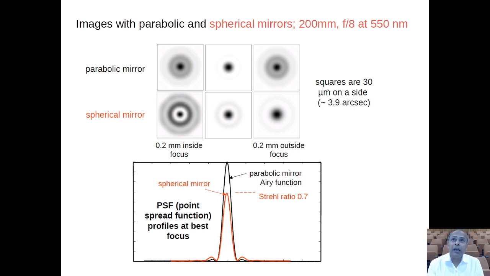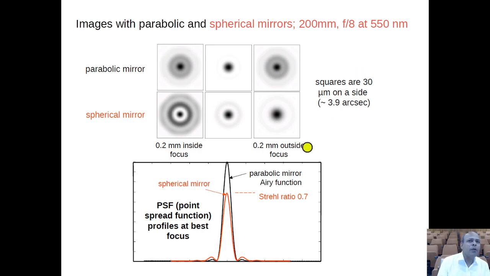We can remove spherical aberration using parabolic mirrors in the case of mirrors. You just see, this is the image formed by the parabolic mirror, and this is the focused image. This is the out of focus image inside, and this is the out of focus image outside, and the squares are 30 micron. You can see a very sharp image using a parabolic mirror, but using a spherical mirror it is not so sharp. This demonstration is shown for an 8-inch f8 telescope at 550 nanometer.